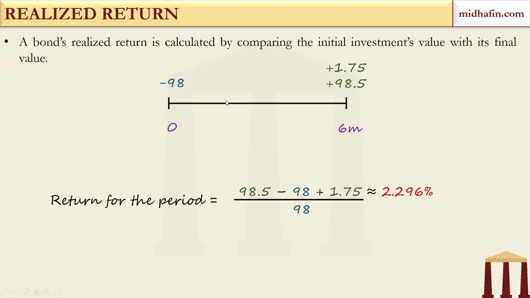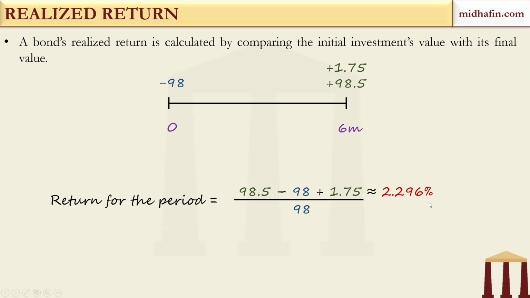So return is pretty simple. You will see what is the net cash flow that I have over the 6 month period. So first of all, I received 98.5 by selling the bond. Second, you received 1.75 as coupon payments over the 6-month period. And then you subtract the price that you had paid for the bond, that was 98. Okay. And then you divide it by your initial investment, that was 98. So that gives you 2.296%.